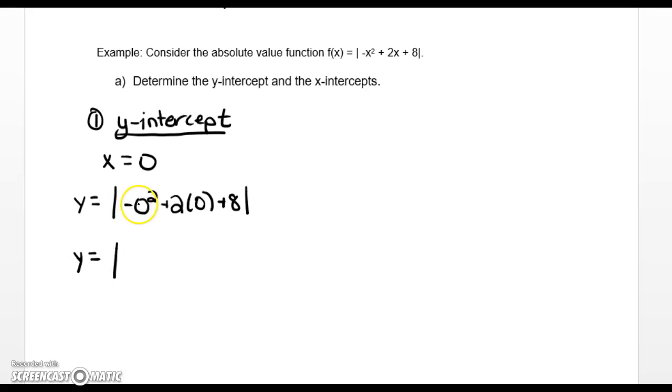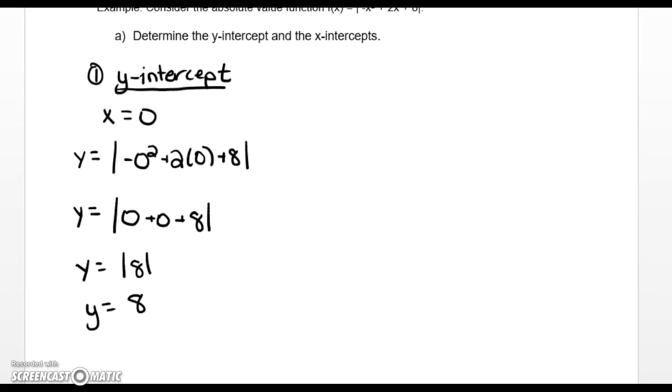So here we have negative 0 squared. So 0 squared is 0, and negative 0 is just 0. 2 times 0 is just 0, and then we have just 8. So 0 plus 0 plus 8 is 8, and the absolute value of 8 is just positive 8. So here your y-intercept is going to be at x is equal to 0 and y is equal to 8.